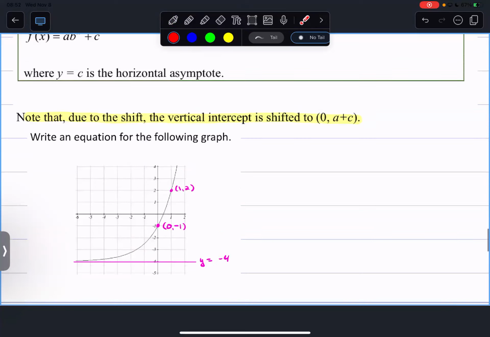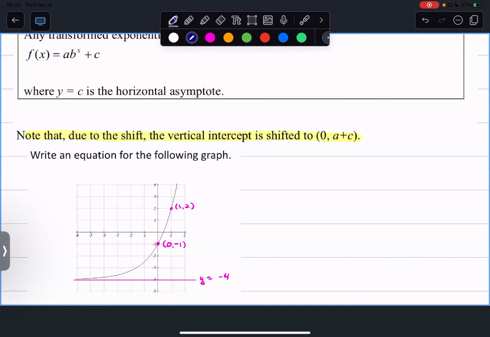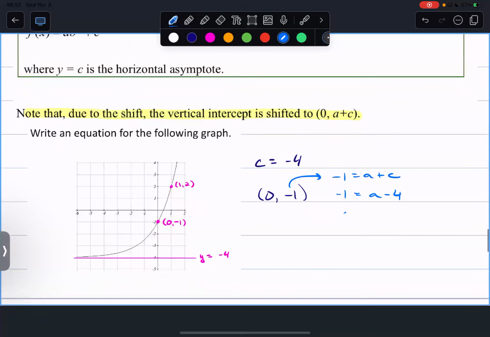Okay. So if we want to write this equation, c is negative 4. And the y-intercept is at 0, negative 1. But that negative 1 is a plus c, where c is negative 4. So a is 3, right? Yeah, sold. Negative 1 plus 4. a must be 3.